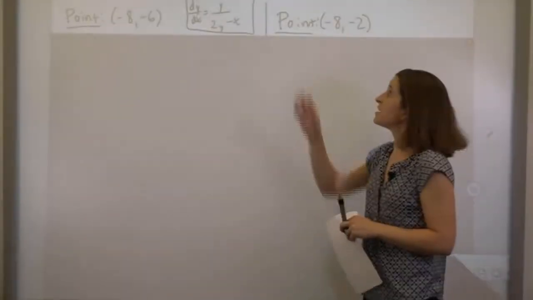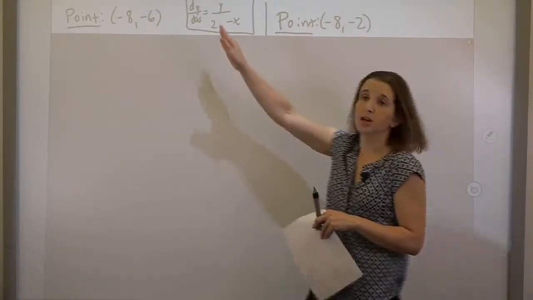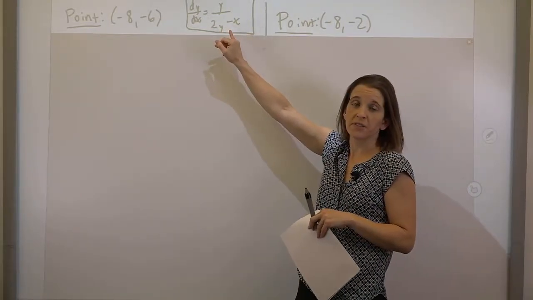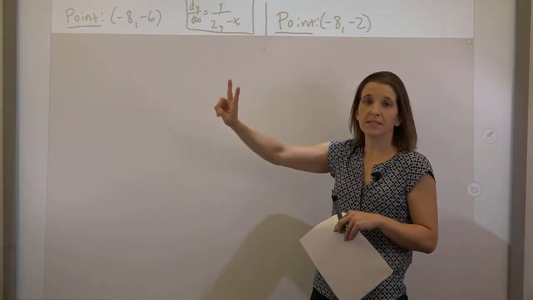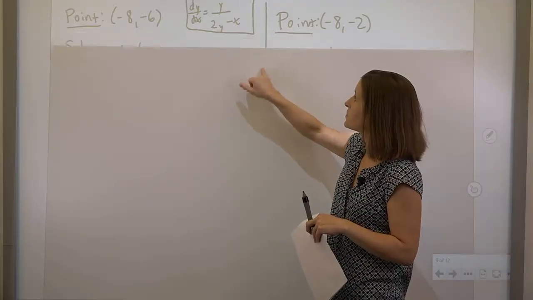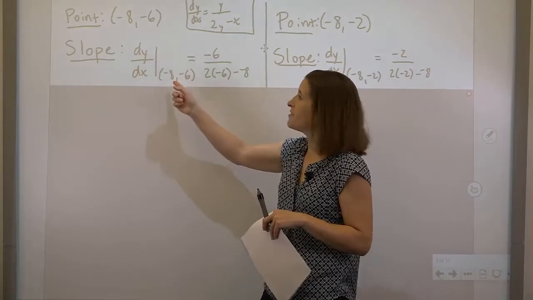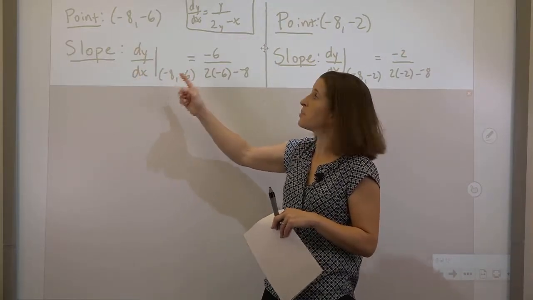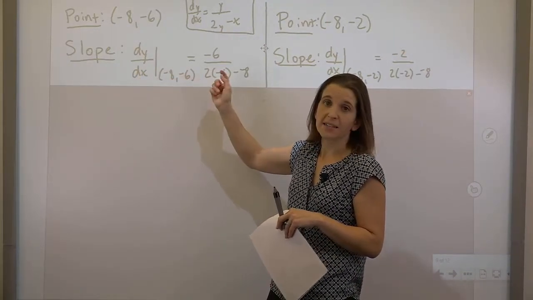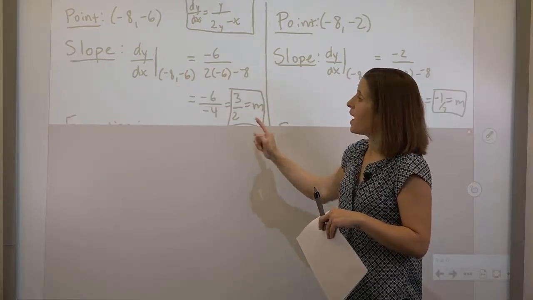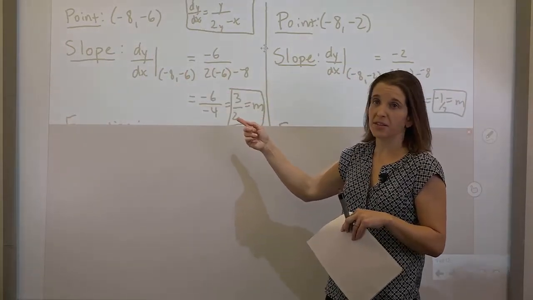So I have that here. I've again split my page because I'm talking about two different points. And as a reminder, here's what our derivative is. So I know the point. The next thing I would need is the slope. And so I need to take my derivative and evaluate it at this point. So I'm plugging in -8 for x and -6 for y to see what my slope is. And we end up getting 3/2 on this equation.